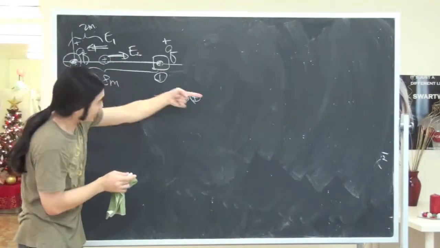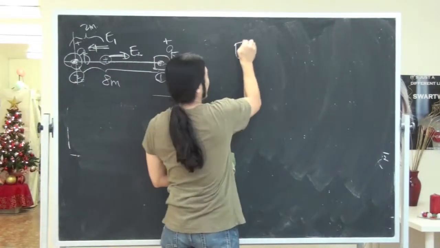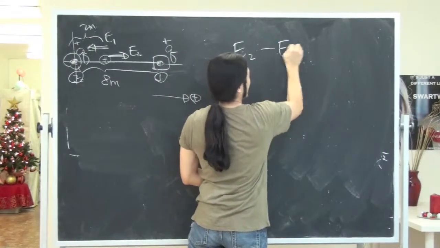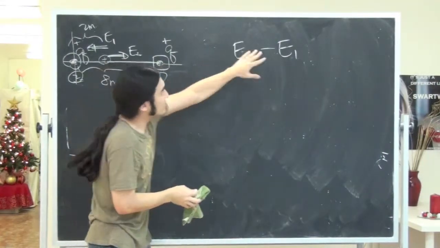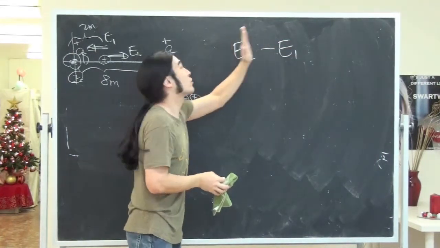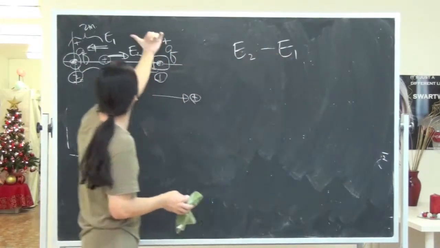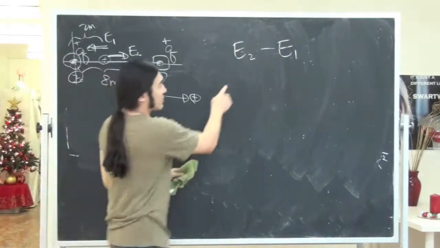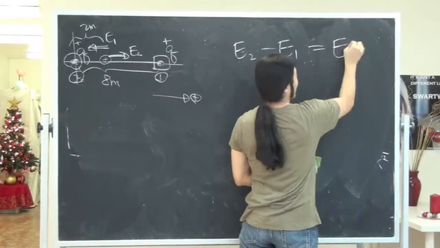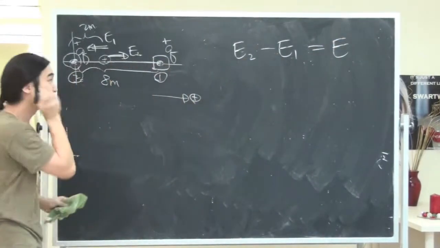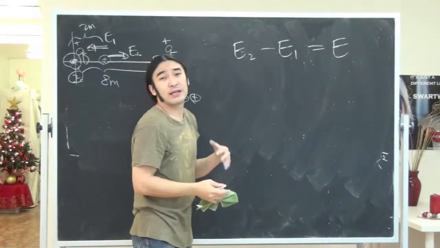If I kept this guy E2 in the positive direction, I can think of this as E2 minus E1, where E2 and E1 don't have direction built in, they're just the total magnitudes. And then the direction is given by this is positive, and this is negative, telling you it's that way. So does everybody agree? If I take this difference, I will get the total field at this point. Technically what I'm doing is getting the magnitude.